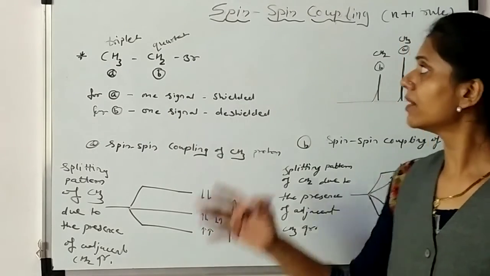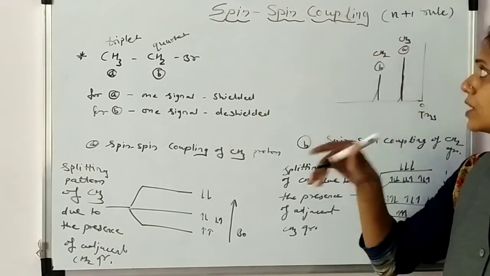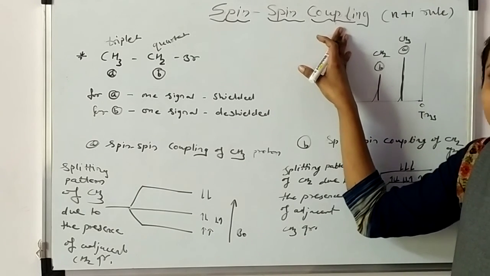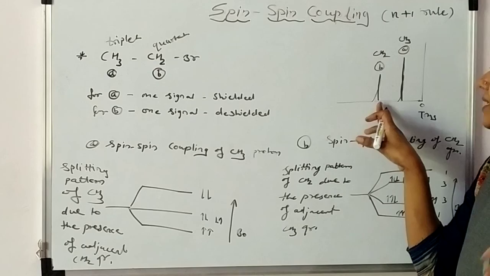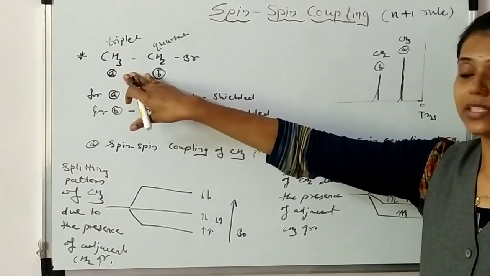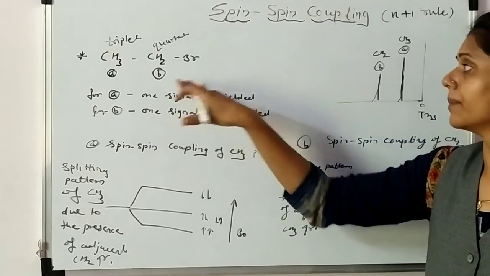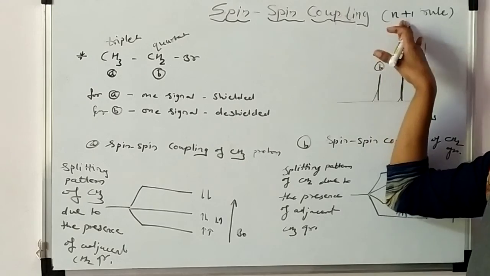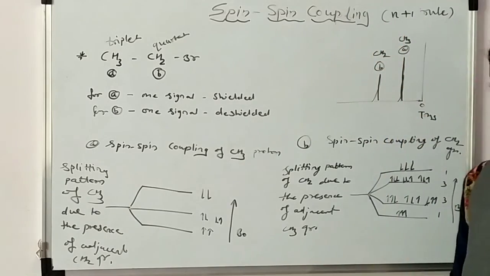Okay, understand what spin coupling is? Actually, spin coupling is nothing but spin splitting. Okay, why do we say splitting? Since these signals will be split due to the adjacent environment of these non-equivalent protons. Okay, so we call it spin splitting also, or the n+1 rule. Okay, understand? Thank you.